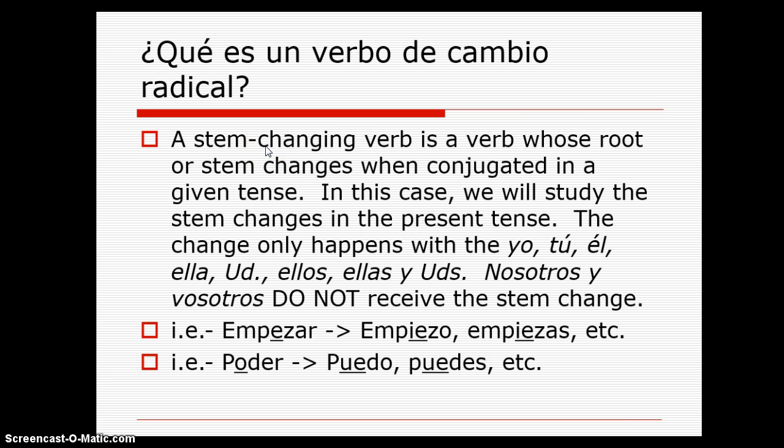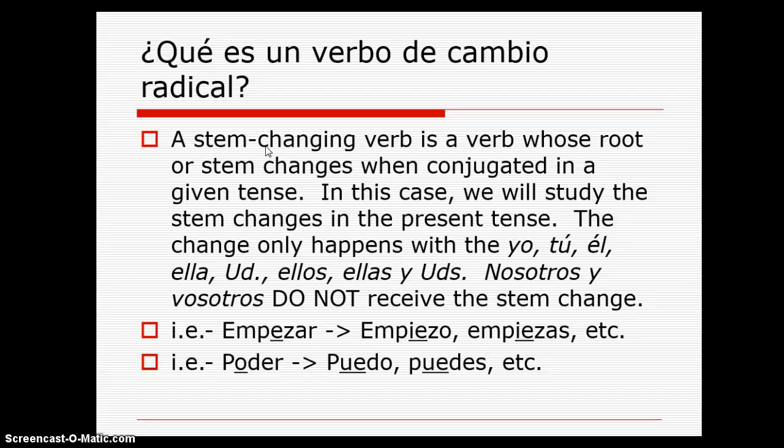Okay, ¿qué es un verbo de cambio radical? A stem changing verb is a verb whose root or stem, that's the part without the ending, so when you take off the ER or IR on the end of the verb, changes when conjugated in a given tense. In this case, we're going to look at stem changes in the present tense only.